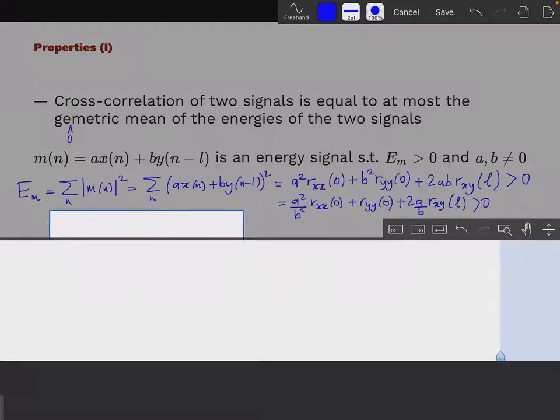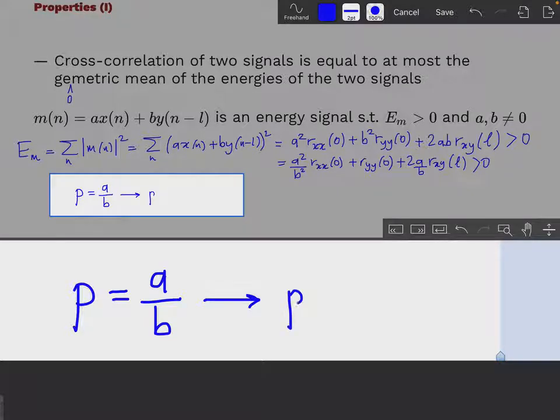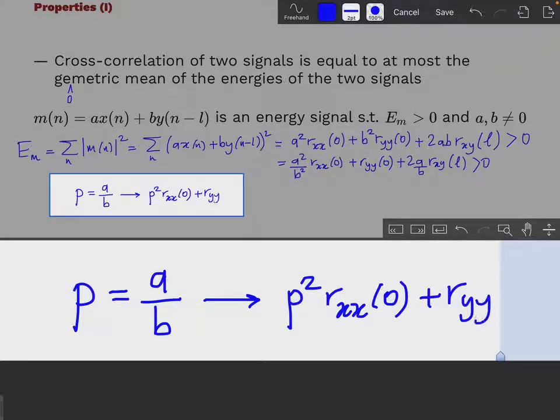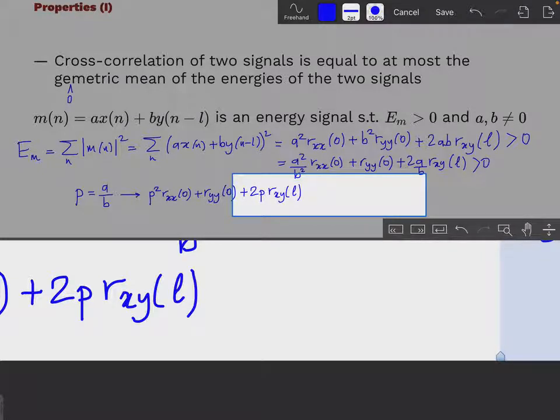Now we are going to use a parameter, if you like. So let's define P as A over B. Then the expression that we have derived above becomes P squared rxx0 plus ryy0 plus 2p rxy L. And we would like this to be greater than 0. Now you can see that this is a polynomial in P.